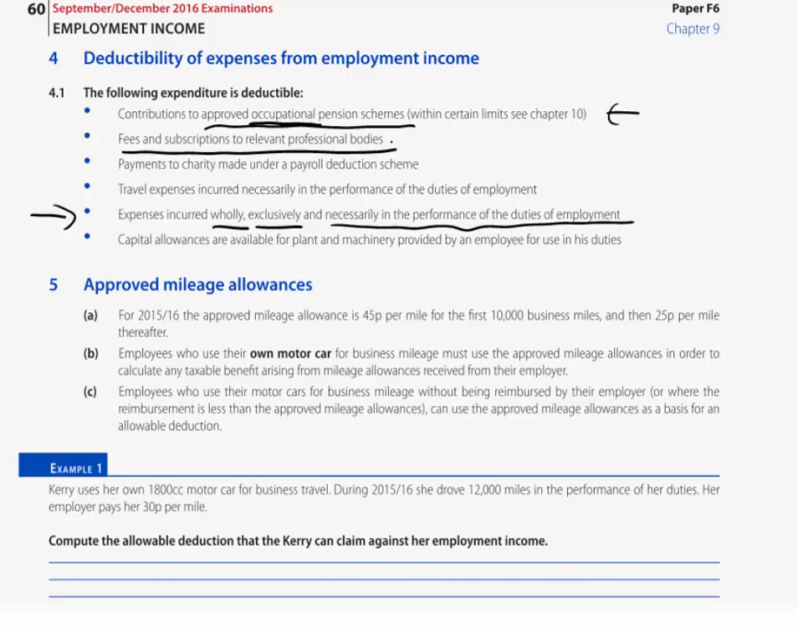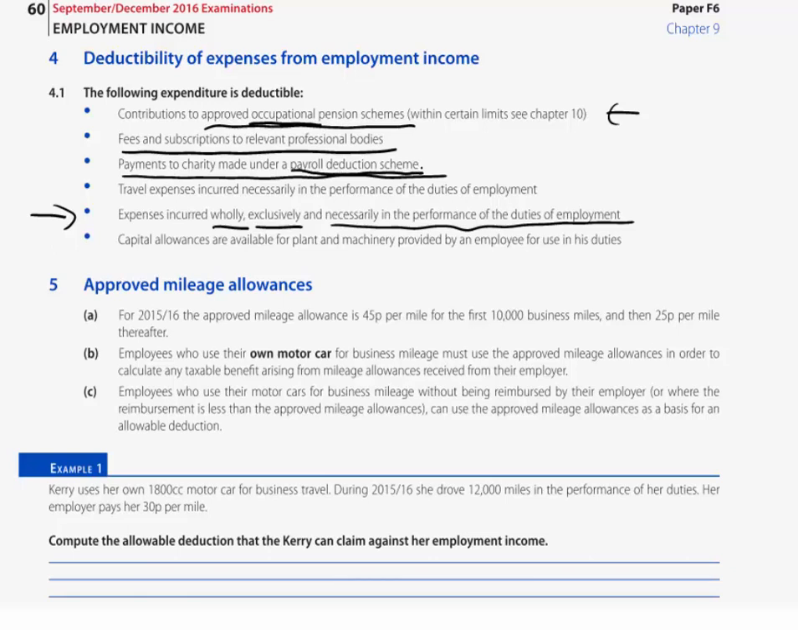What we also saw in Chapter 2, as well as contributions being made to personal pension schemes, where we saw how to deal with the tax relief available, both simply at the basic rate and then at higher and additional rates of tax, was that treated in a very similar way were payments made to charity under the gift aid scheme. Well, what we now see is payments being made to charity by employees under a so-called payroll deduction scheme.